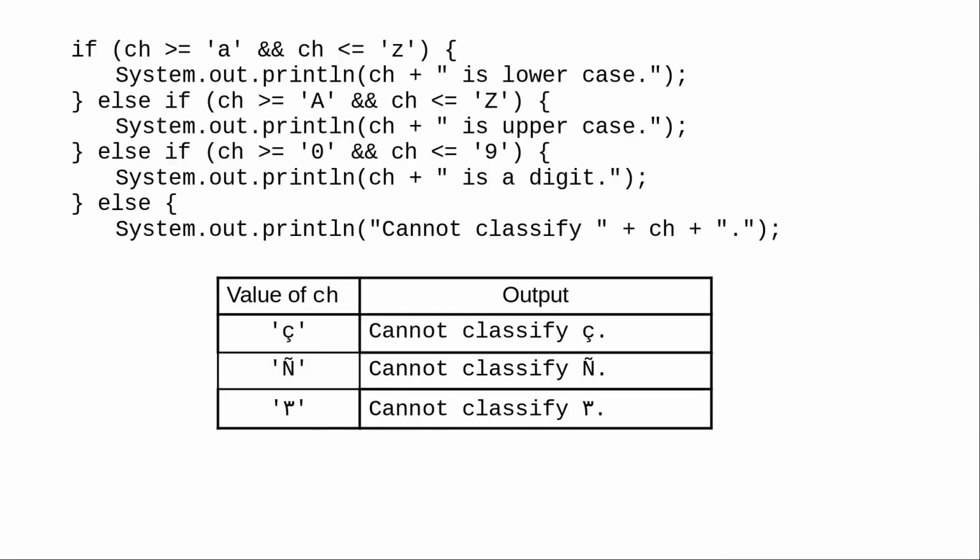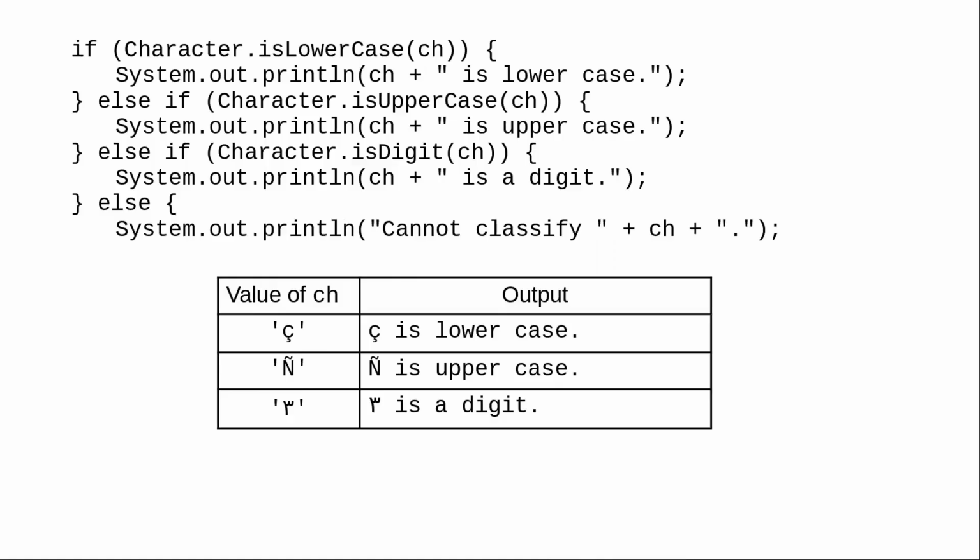This won't work correctly with Unicode because the numeric values of C cedilla, tilde n, and the Arabic numeral 3 aren't in the ranges for the encoding of a through z, capital A through Z, or 0 through 9. Instead, use these methods from the Character class, which take Unicode into account and will classify the characters properly.